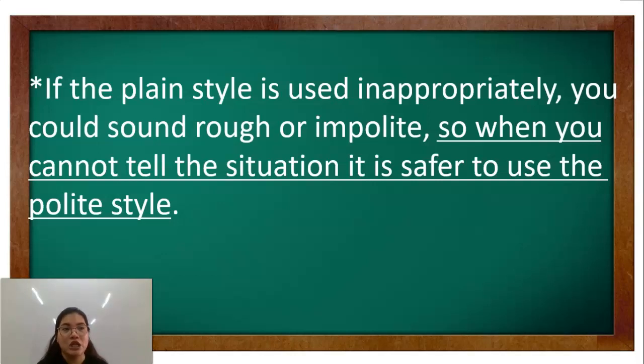For example, you have a colleague, and you feel that you're already very close. But for him or for her, you are not that close yet. So, you are still using plain style talking to her or to him, but it could be impolite for them, or you become disrespectful to them. So, it's better to really know the situation and use the polite style if you are not 100% sure that you are already close.